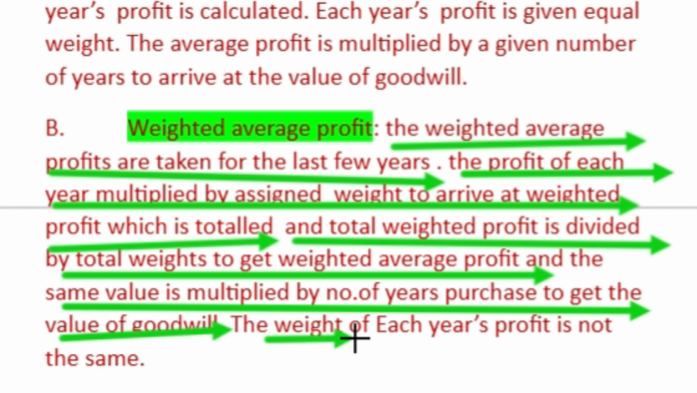The weight of each year's profit is not the same. Giving weight to each year's profit means giving importance, and generally these weights are provided in the questions. Have a look at the solution on the basis of the weighted average profit method, and how the value of goodwill is calculated.